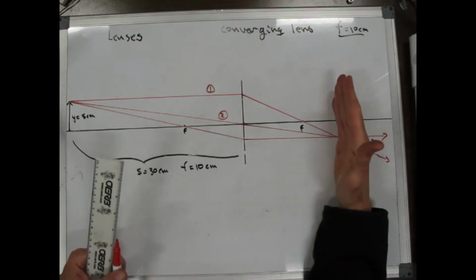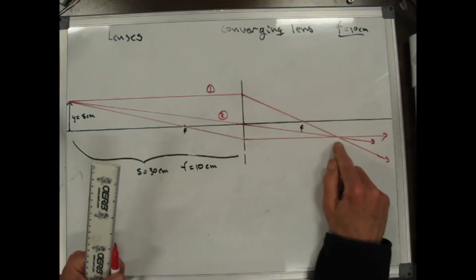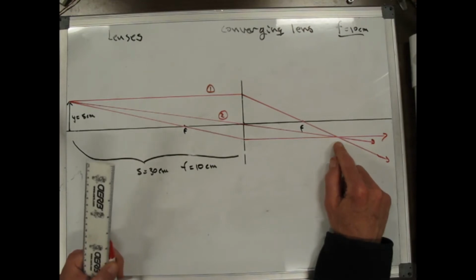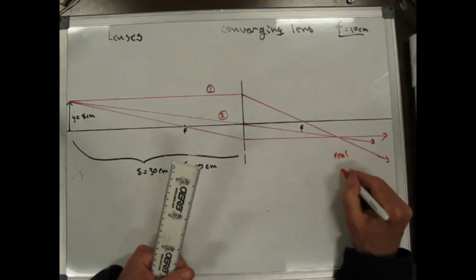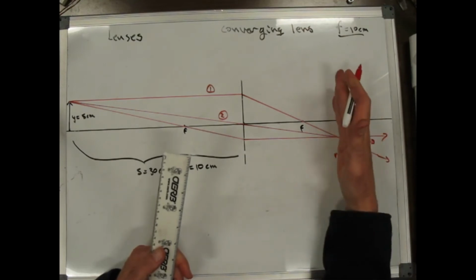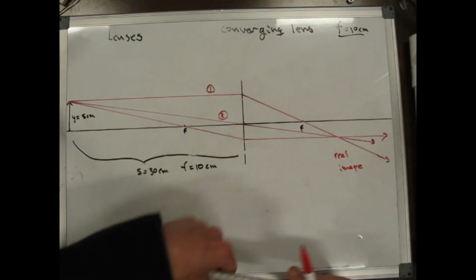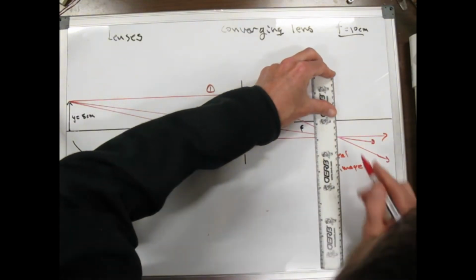Just like the last image, this is a real image because all the rays are actually converging at a point. We'll see a virtual image later. So this is a real image. If we put a piece of paper there, those rays would be hitting a piece of paper. And so I can draw my image here somewhere like this.